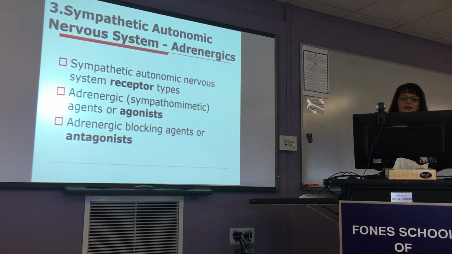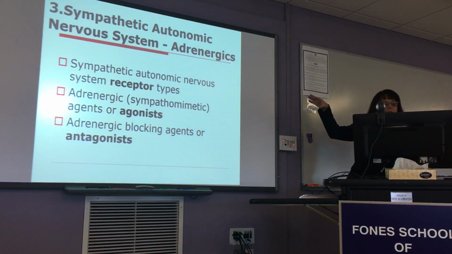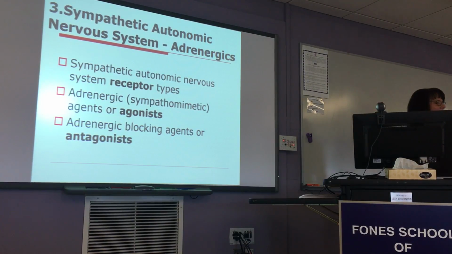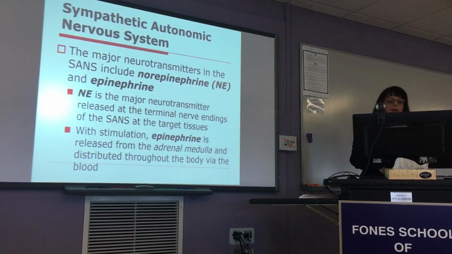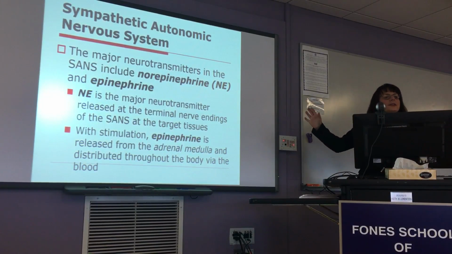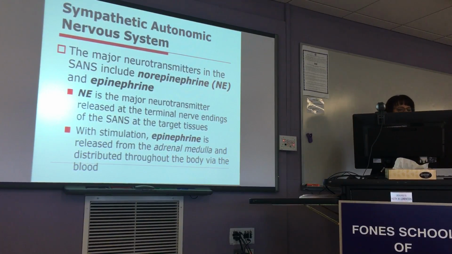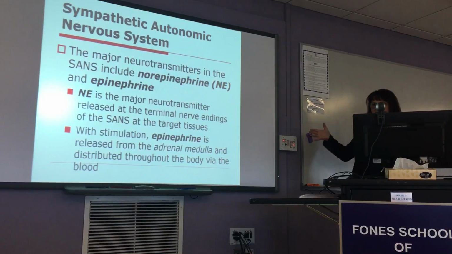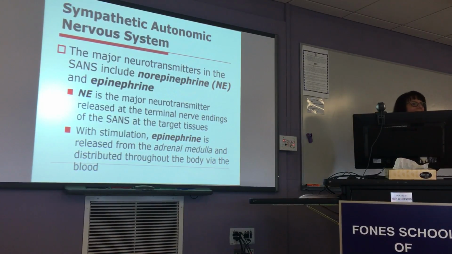Give it a chance. Okay, so we're going to talk about the different receptor types. We're going to talk about the sympathomimetics, the sympatholytics, okay? So we're going to talk about the ones that mime and the ones that block. The major neurotransmitters of the SANs are norepinephrine and epinephrine, okay? Norepinephrine is actually the major neurotransmitter of the system, okay? It's what's released at the terminal nerve endings between the postganglionic fiber and the affected tissue, right? Remember, the norepinephrine is there. It's adrenergic, epinephrine, adrenaline, same thing.